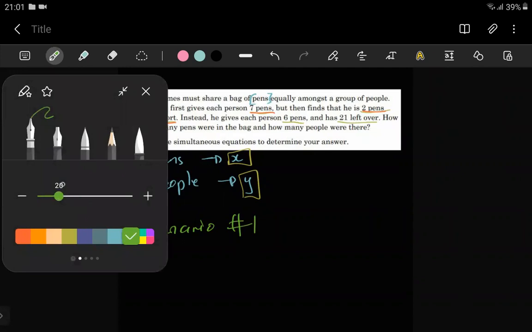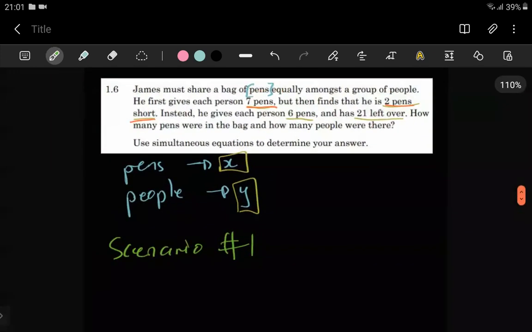So scenario 1, it says here he first gives each person 7 pens. The number of people, we don't know how many they are, but each of them got 7. So if we have, let's say, 10 people, and 10 people each got 7 pens, it would be 10 times 7. Do you see? Yes. So here our pens were distributed to 10 people, so that would be 10 times 7.